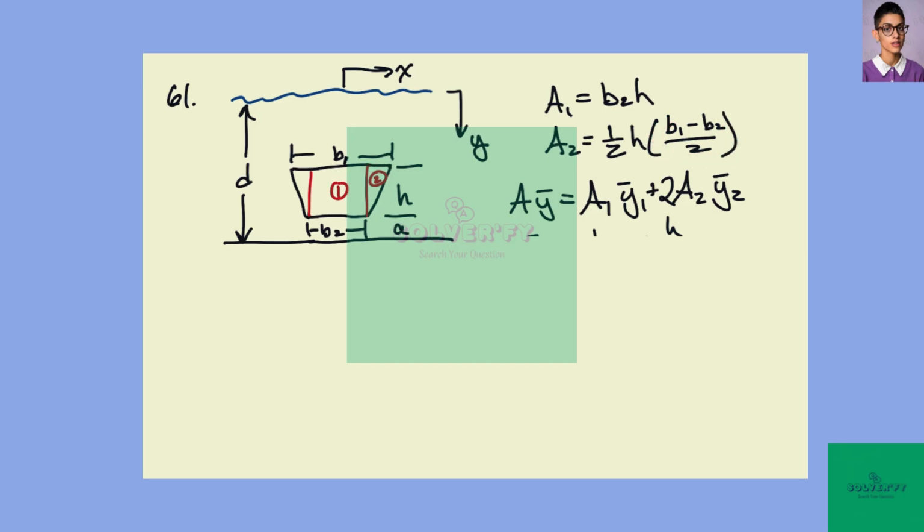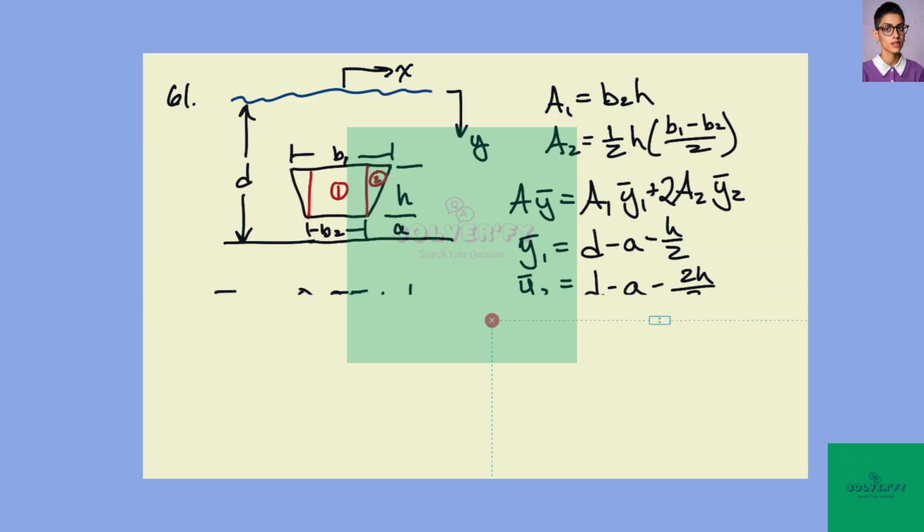Now we can find the centroid, and I've measured y down from the level of the water and x from the center of the gate. So A times the centroid of the trapezoid is the area of the square times the centroid of the square plus 2 times the area of this triangle times the centroid of this triangle, because we've got two of them here.